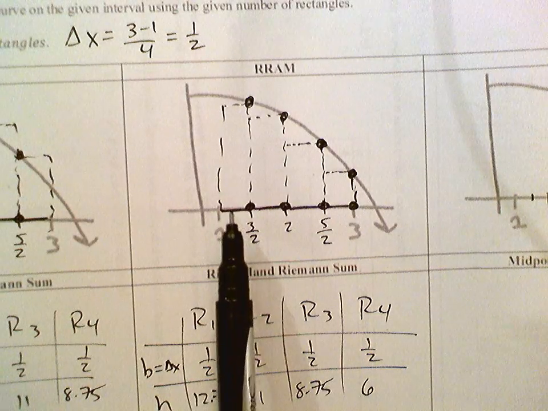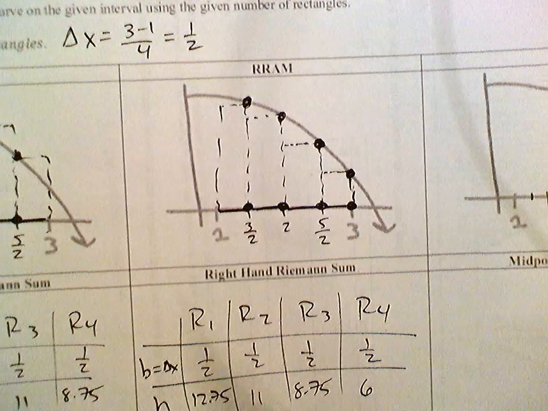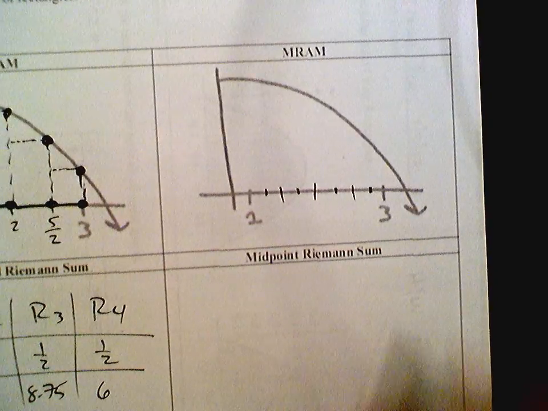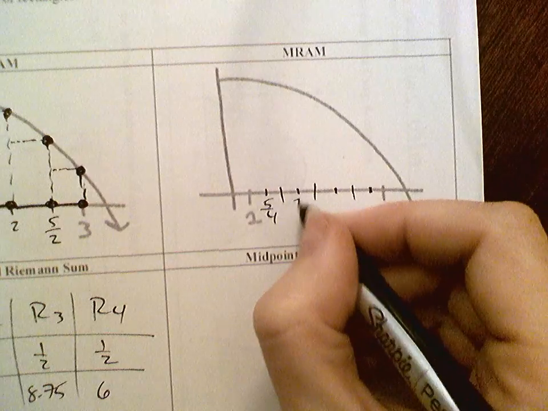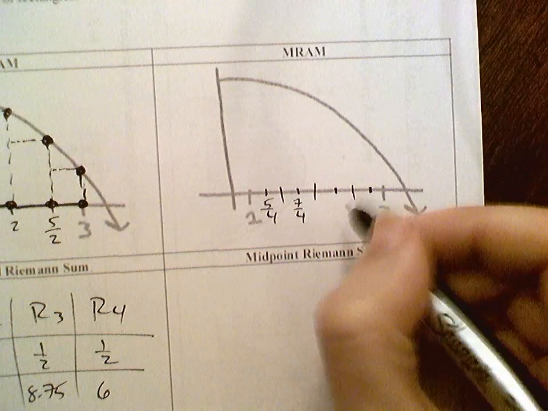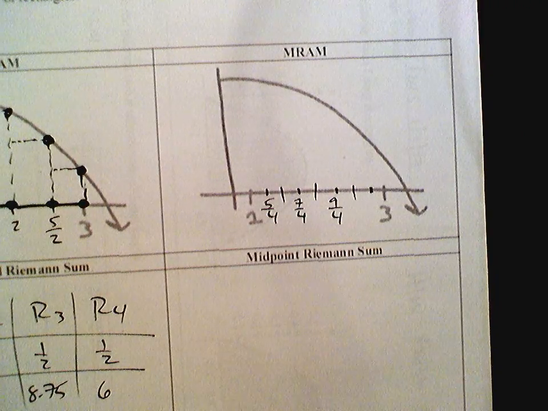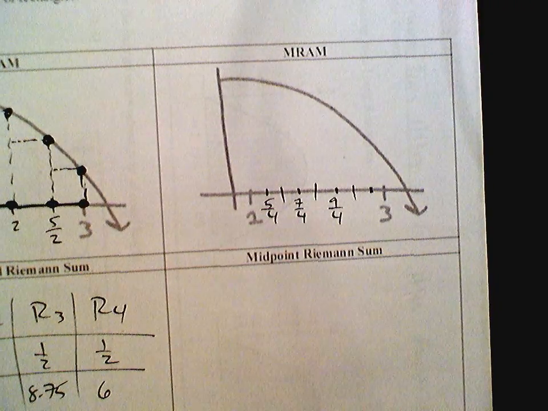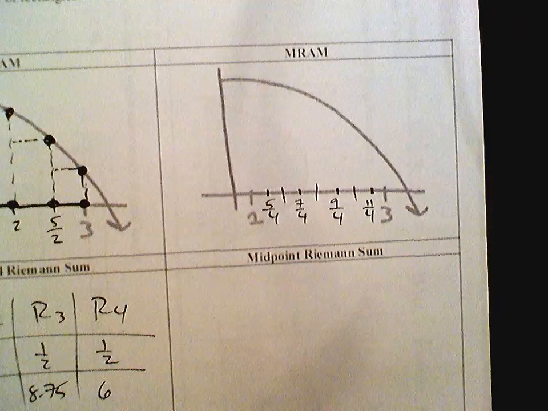And then I knew to get from the first midpoint to the second midpoint, I just would have to add a half, so I kept doing that. But you could figure it out other ways too. But I got 5/4, and please let me know if I made a mistake. 7/4, 9/4. I hope I didn't make a mistake. Right? Yeah. Okay, 9/4 and 11/4.